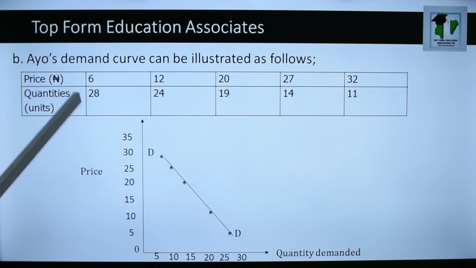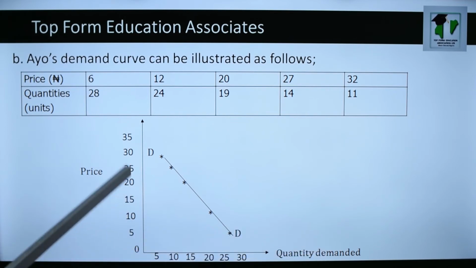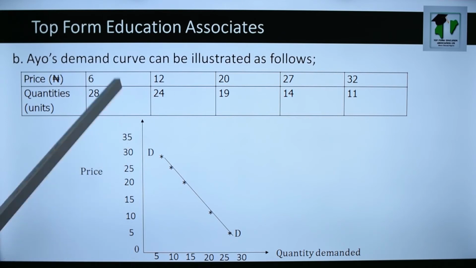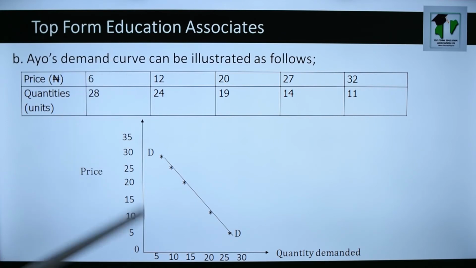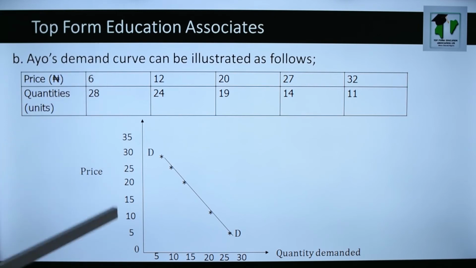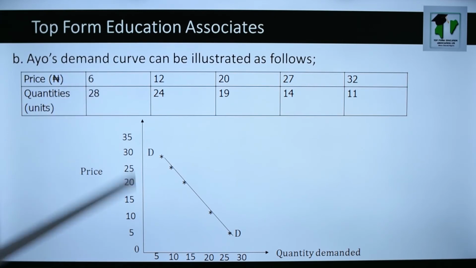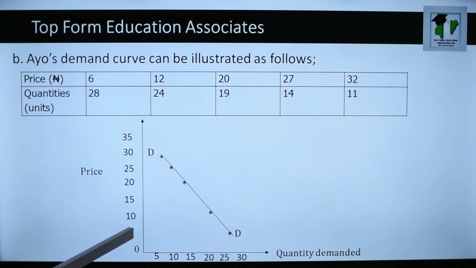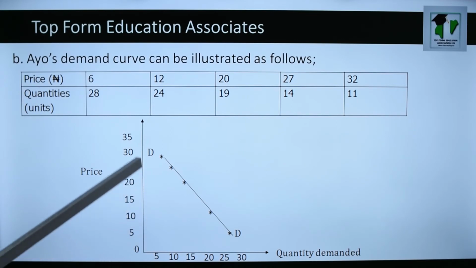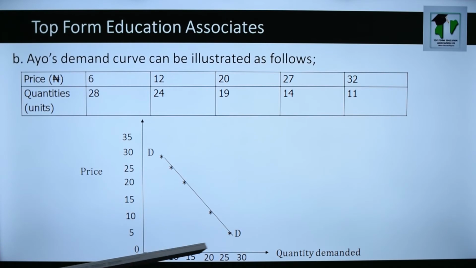So on the vertical axis, you always have the price, while quantity demanded is on the horizontal axis. Now, you draw to scale. Always learn to draw to scale. Don't just draw things haphazardly. Along the y-axis, 1 cm stands for 5 naira in that order. But along the quantity demanded axis, the horizontal axis, 1 cm is equal to 5 units.